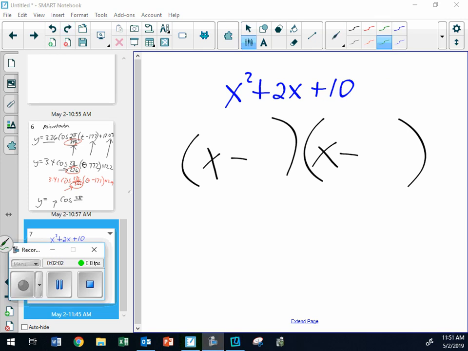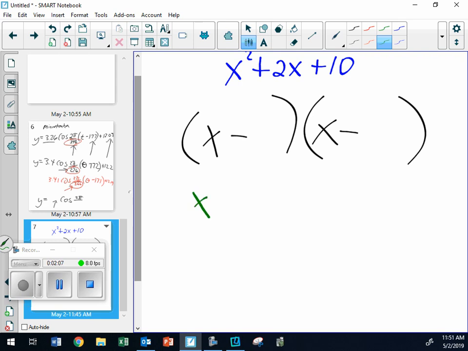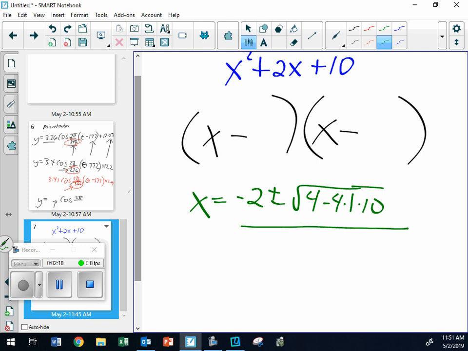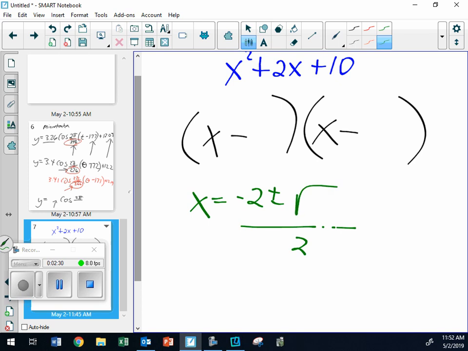Okay, so since there's no calculators on the test, I'm going to show you how you do it with just your brain. Negative b, which is negative 2, plus or minus the square root of b squared, which is 4, minus 4 times a, which is 1, times c, which is 10, all over 2a, which is 2. This part, negative 36. Ooh, that worked out nice. 4 minus 40 is negative 36, right? Why is that so nice? Because what's that equal to? 6i. Then you have x equals negative 2 plus or minus 6i all over 2.